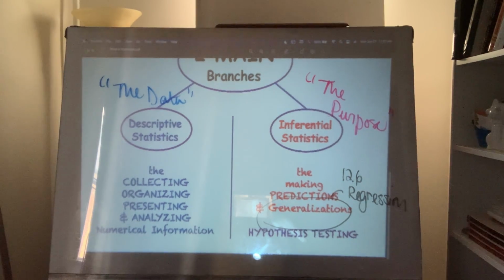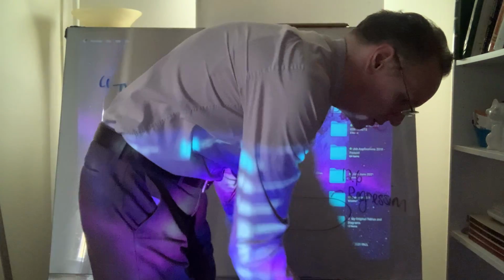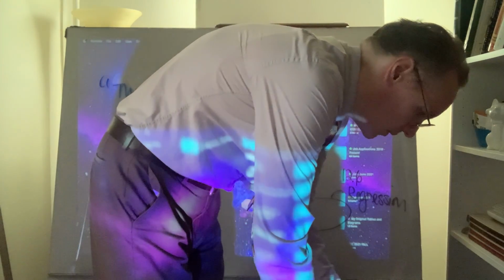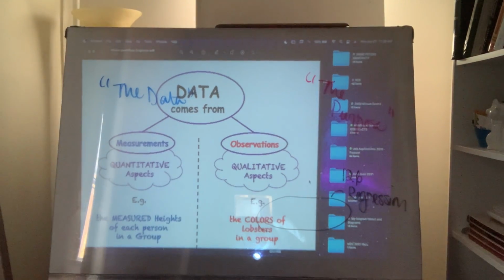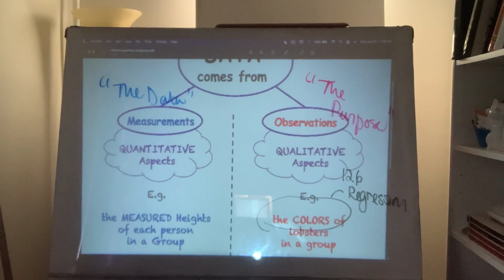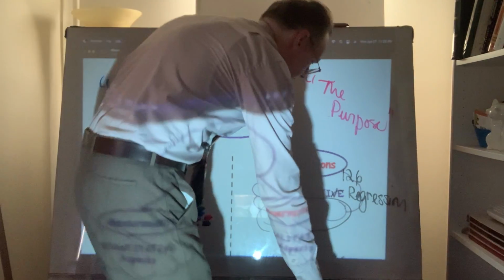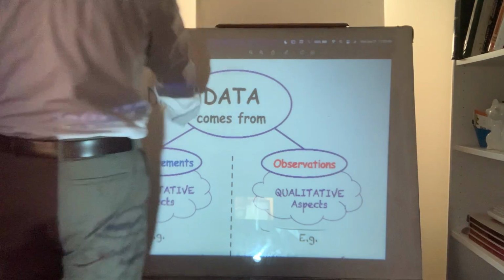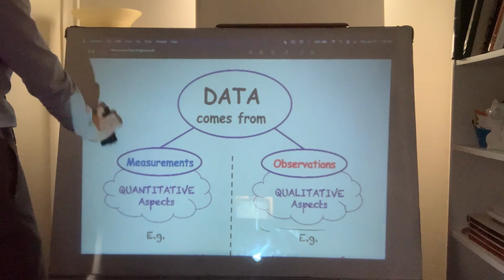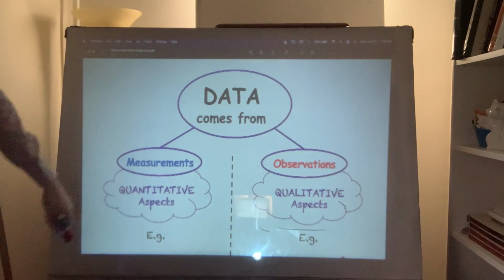Okay. Now, let's see. What about the data itself? There's a slide for that. Where does the data actually come from? Well, again, there's a dichotomy here. The data ideally comes from measurements, right?